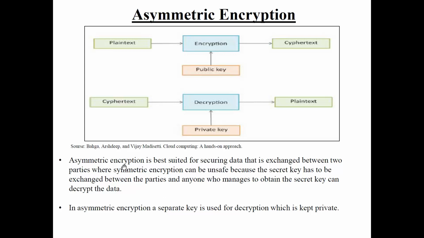Asymmetric encryption is best suited for securing data that is exchanged between two parties, where symmetric encryption can be unsafe, because if an attacker gets the secret key somehow, they can decrypt the data. In asymmetric encryption, a separate key is used, and for decryption there is a key which is kept private.